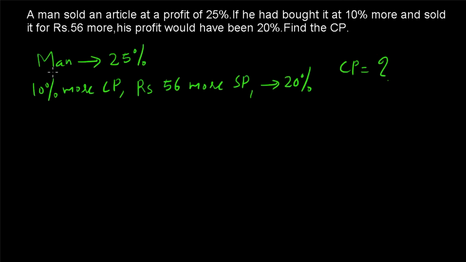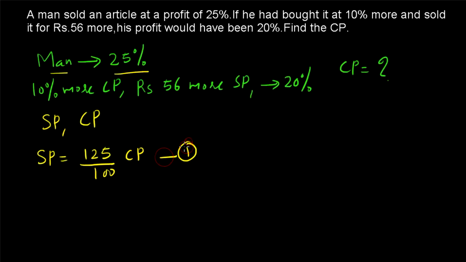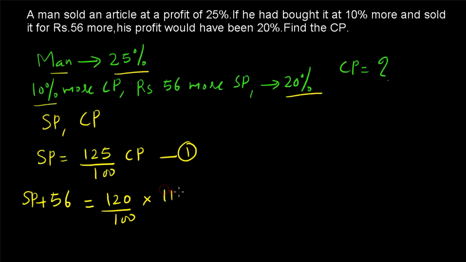So let's write the formula. First case, it is 25% profit. SP represents the selling price and CP represents the cost price. So we will have SP is equal to 125 by 100 into CP. That is our formula number 1. Then what about the second formula? He is selling at rupees 56 more. So SP plus 56 is equal to, he is getting a profit percentage of 20, so it will be 120 by 100 into, he is buying it at 10% more, so it will be 110% of CP. So that's our second formula, and we have to find out the cost price.